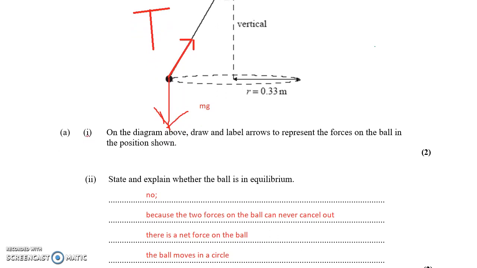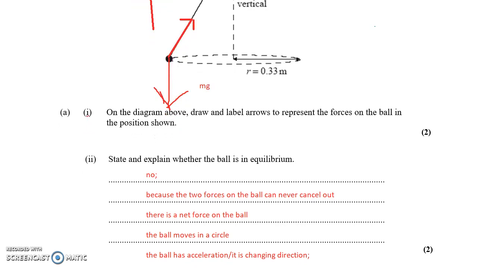Or you can say that the ball is moving in a circle. We know the ball is moving in a circle, it's told us, and that implies that the forces are not equal. There's an acceleration on the ball, it's changing direction. Any one of those four statements will get you the second mark. If you said yes, then you don't get any of the marks.